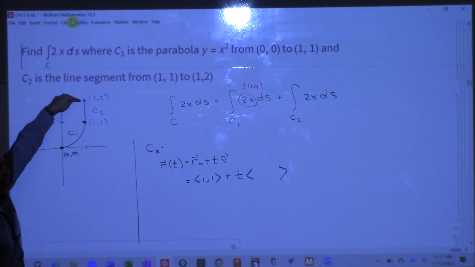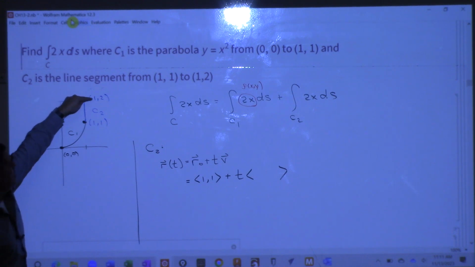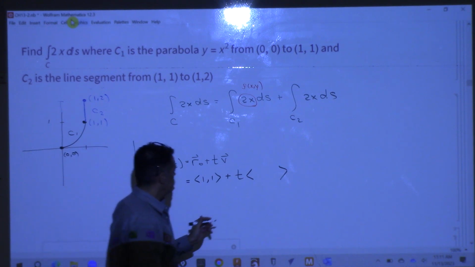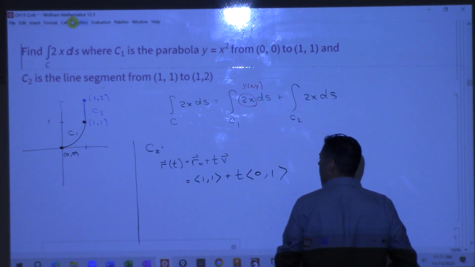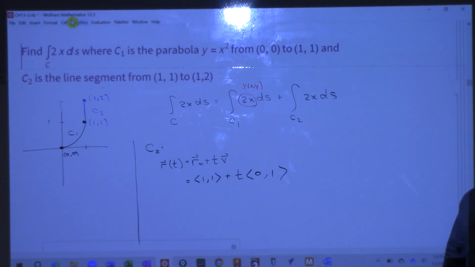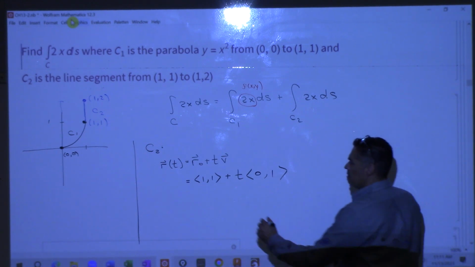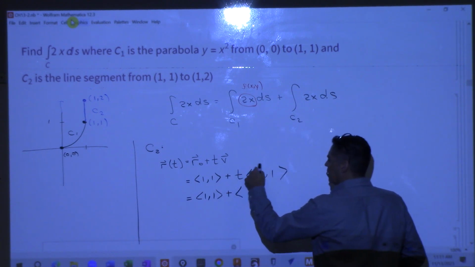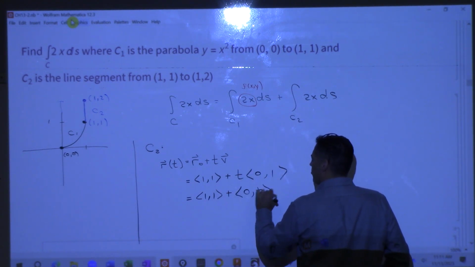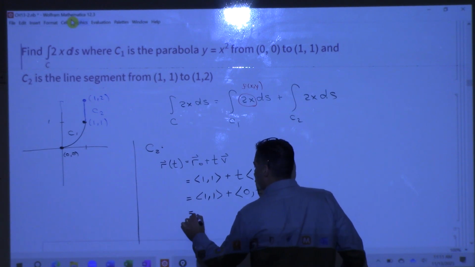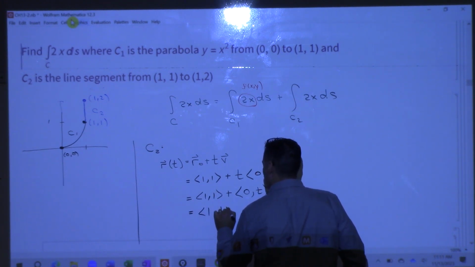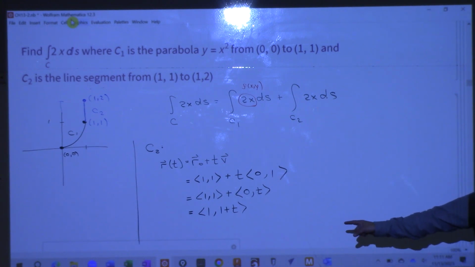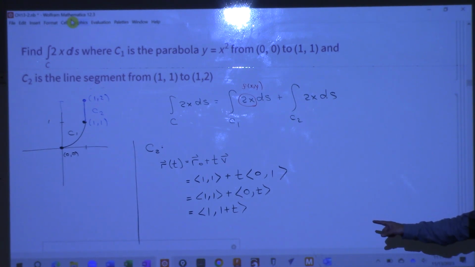From here to here, right? So to get that, we do this minus this, and then this minus this. So what is that? 0, 1. And then we can put those together. This is just really 1, 1 plus, if you distribute the t through, you get 0t. And then put those together, you should get 1, comma, 1 plus t. And then those are our two parametric equations, the x and the y respectively.